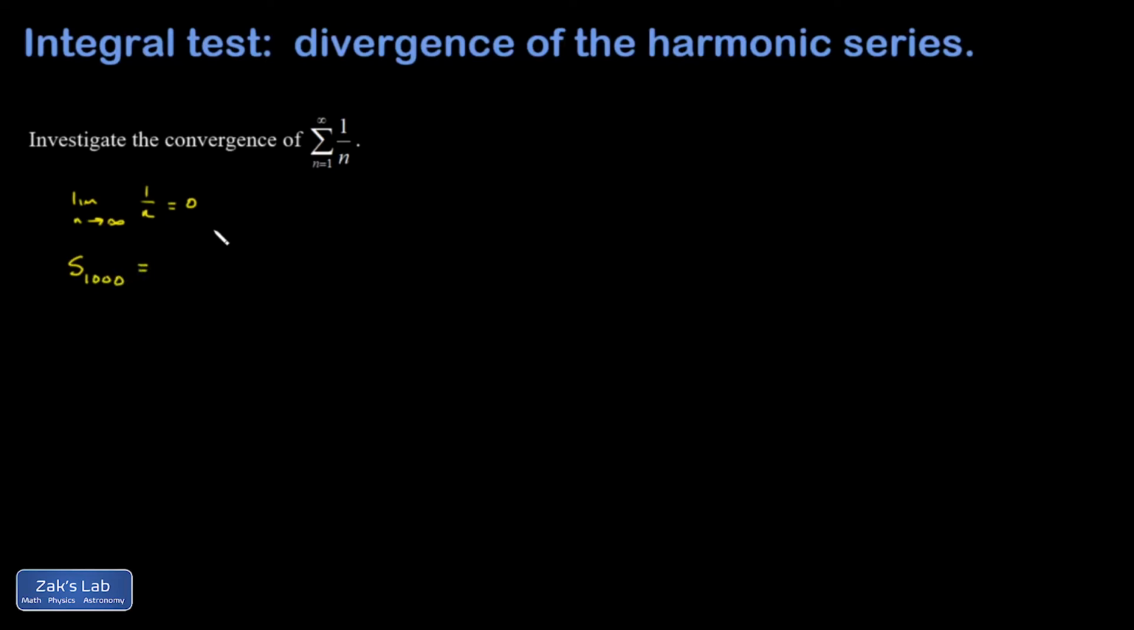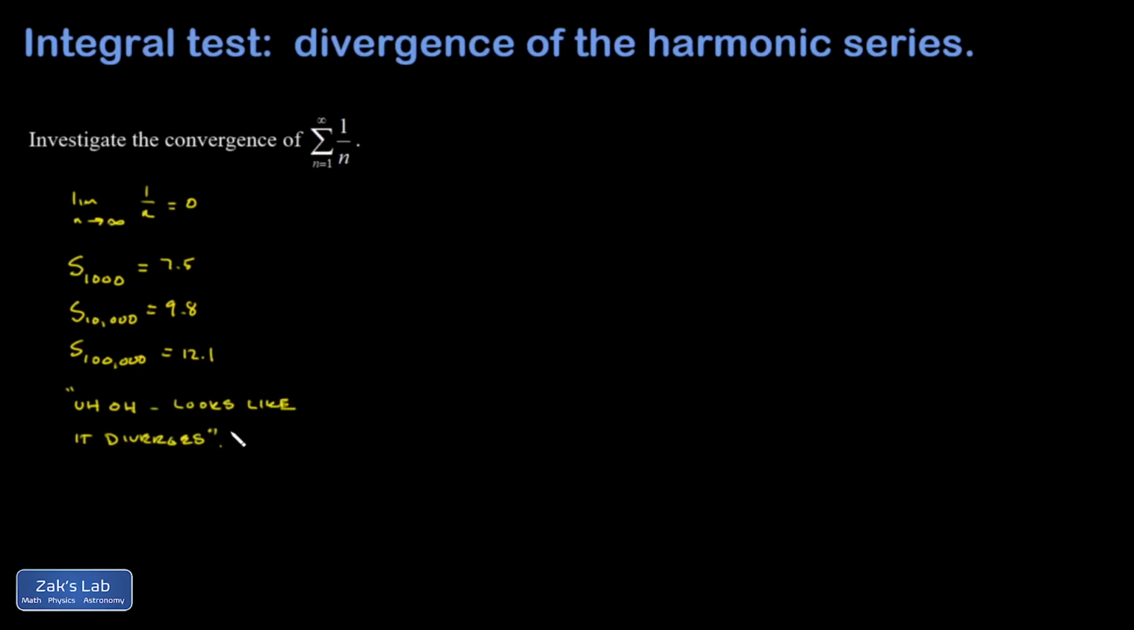If you add the first 1,000 terms of this series, you get 7.5. If you add the first 10,000 terms of the series, you get 9.8. If you add the first 100,000 terms of the series, you get 12.1. So it's growing rather slowly, but it doesn't seem to be hitting any kind of ceiling and settling down to a particular number. So I'm going to say like this, it looks like it might diverge.